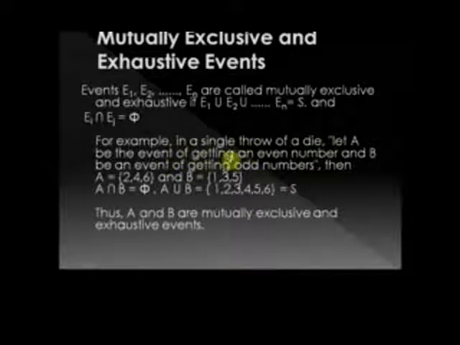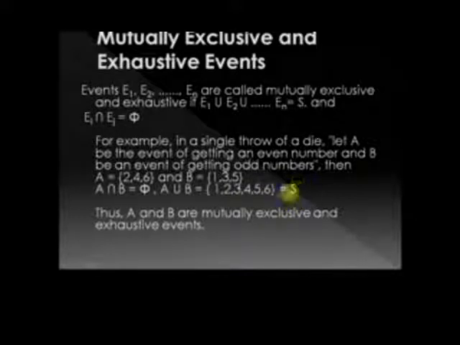For example, if we consider a single throw of a die, then if we say that A is the event of getting an even number and B is the event of getting an odd number, then A would be equal to 2, 4, 6 as these are even numbers, and B would be equal to 1, 3, 5 and these are odd numbers. Now A intersection B would be phi, and A union B would be equal to 1, 2, 3, 4, 5, 6, and this is equal to the sample space S.